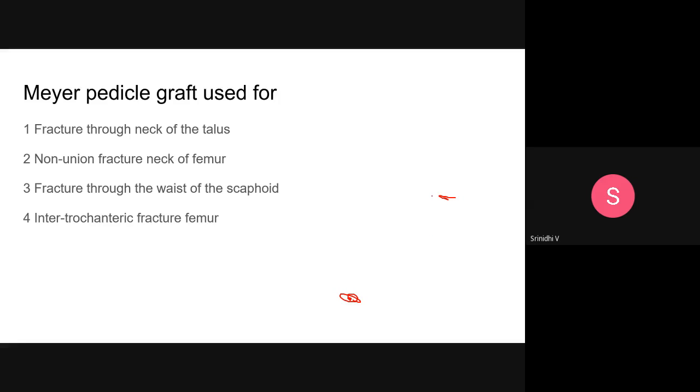Option 4, intertrochanteric fracture femur. Option 4, no. Anybody? Second chance? There's no negative mark anyway here. Option 2, sir. Yes. Option 2.